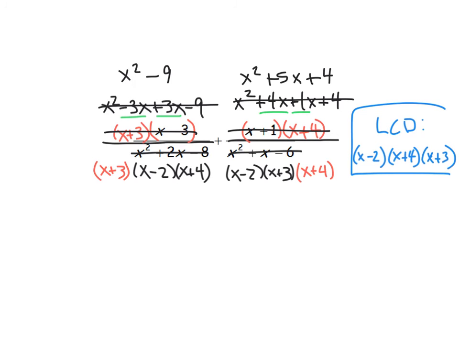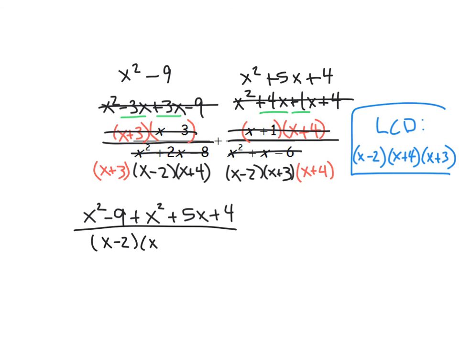And so we're going to add across the top first. Let's do that. So x squared minus 9 plus x squared plus 5x plus 4. Again, all of this added together. And in the denominator, we have the LCD of x minus 2, x plus 4, x plus 3. And I just wrote my LCD from right here. If you had written this one down here, that would have been fine, or this one. Again, any way those factors are ordered is fine.